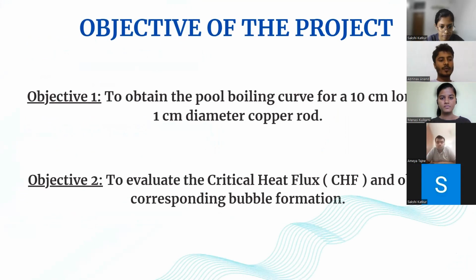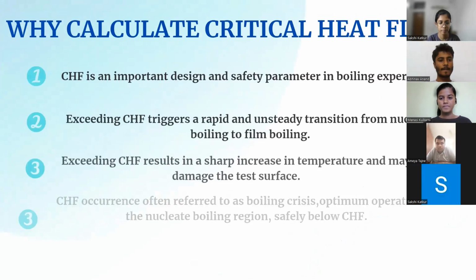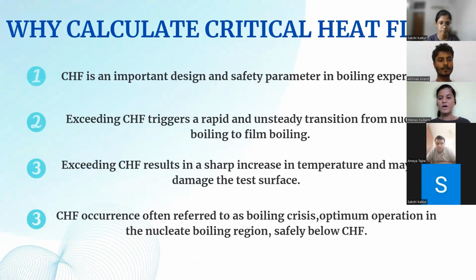So the objective of this project is to obtain the pool boiling curve for a 10 cm long and 1 cm diameter copper rod, and to evaluate the critical heat flux and observe the corresponding bubble formation. So critical heat flux is one of the major design and safety parameters, and it has immense applications in cooling networks. So it is very important for an experimentalist to know the value of the critical heat flux of the surface temperature beforehand.